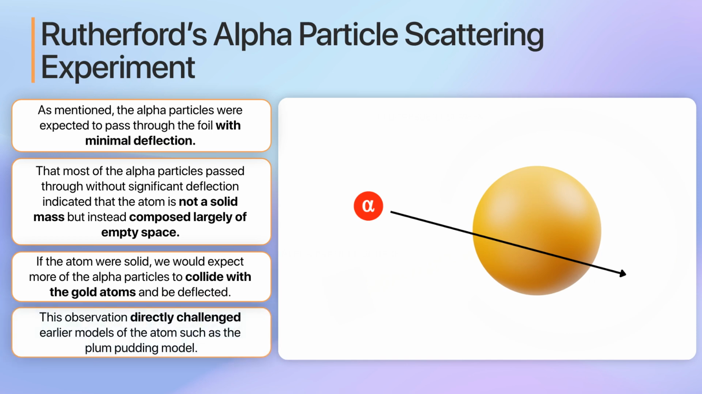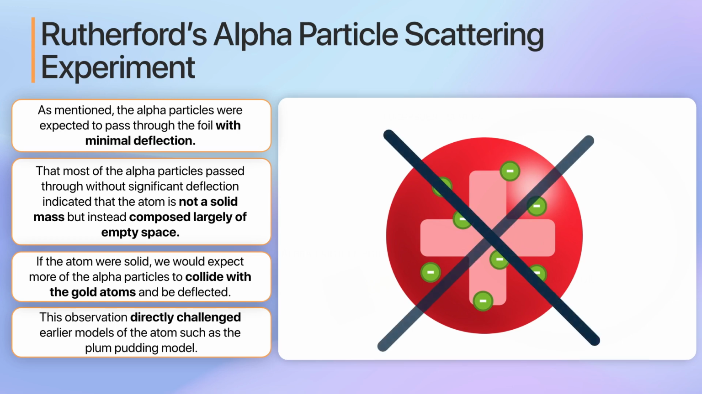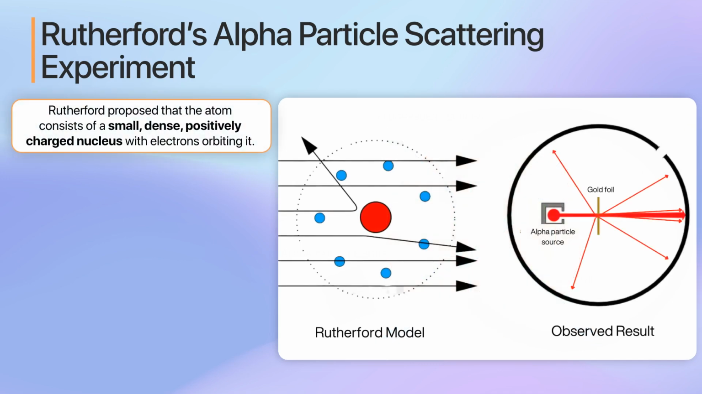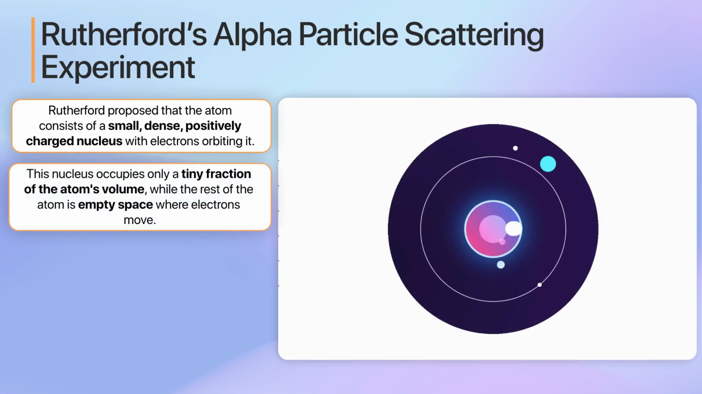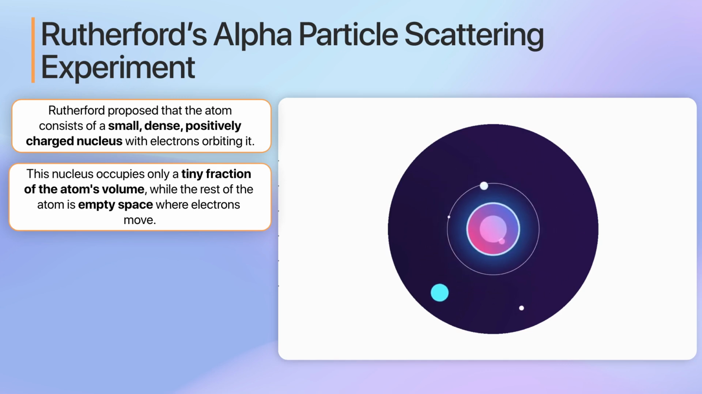This observation directly challenges earlier models of the atom, such as the Plum Pudding model, which suggested that positive charge was spread out evenly throughout the atom. Instead, Rutherford proposed that the atom consists of a small, dense, positively charged nucleus at its center, with electrons orbiting this nucleus. This nucleus occupies only a tiny fraction of the atom's volume, while the rest of the atom is empty space where electrons move.